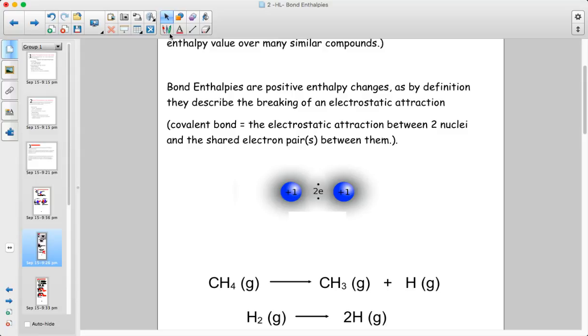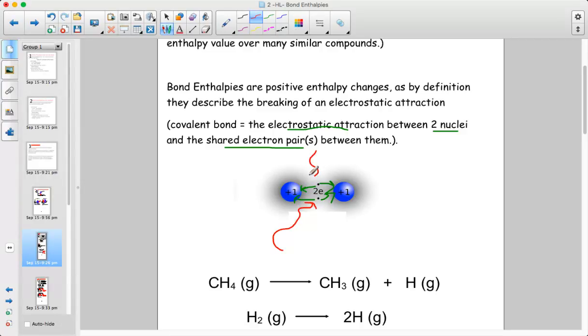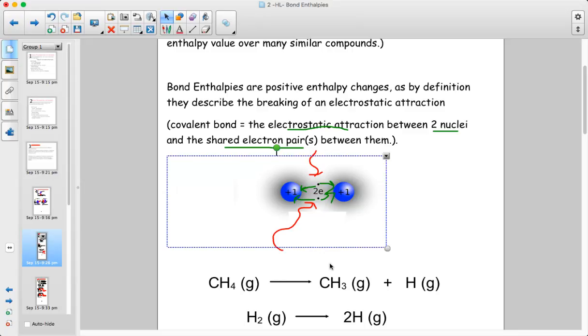So bond enthalpies are always positive values because by definition, they are describing the breaking apart of an electrostatic attraction. You look at this little picture of a little hydrogen molecule. Well, the positives are tugging on these electrons, right? Pulling them in towards that nucleus. This is a covalent bond, the electrostatic attraction between 2 nuclei and the shared electron pair. So if you're going to pull these things apart, energy must be supplied in order to do that. Otherwise, there's no way that these things are coming apart, because they like being near each other.